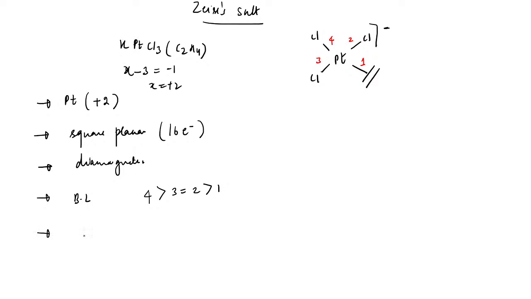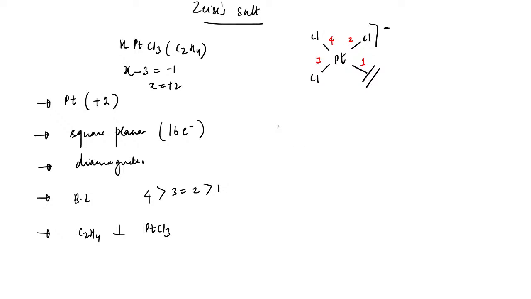The next point is that the ethylene molecule is perpendicular to the PtCl3 plane, or perpendicular to the plane of the molecule. So this is the correct orientation in square planar complexes. You have to remember this point for your Zeise's salt.